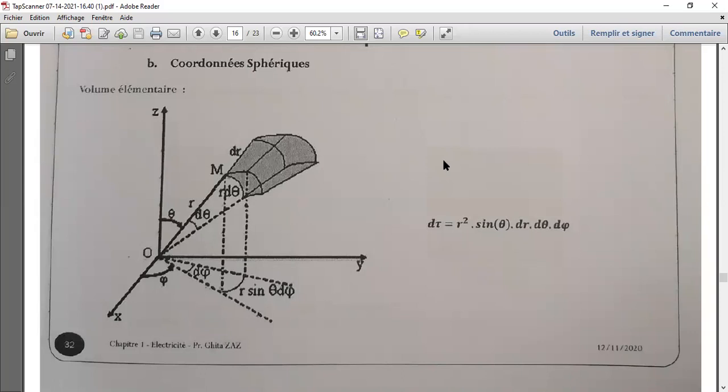So if you see here, this is the formula for volume. The volume element, which is d tau, is equal to r squared times sin theta, dr times d theta times d phi. So this is the formula for you to find the volume. If they have asked you to find the volume, that's the formula which you have to play with.